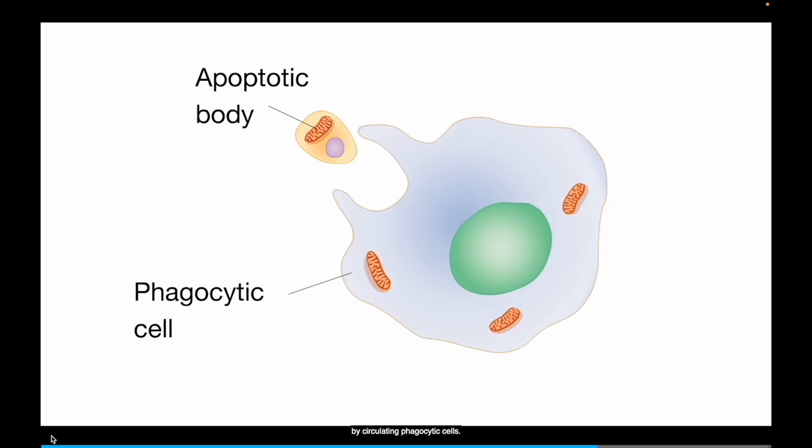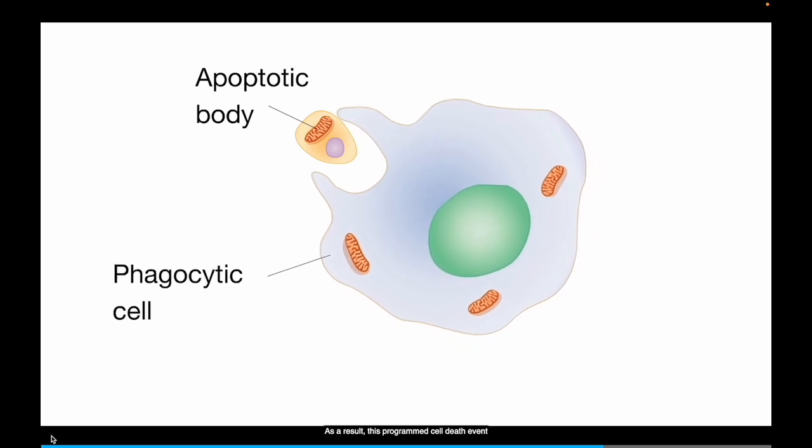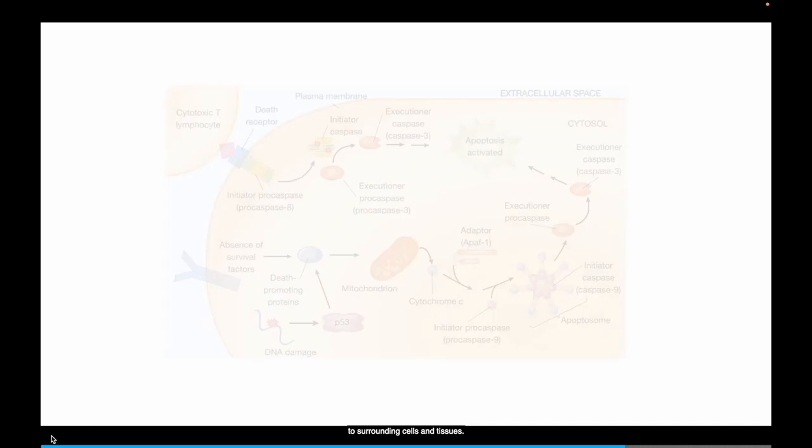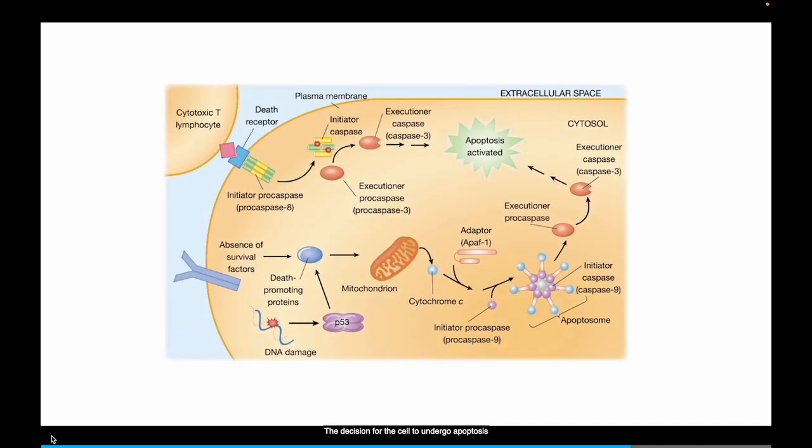Ultimately, these remnants of the dead cell, called apoptotic bodies, are ingested by circulating phagocytic cells. As a result, this programmed cell death event is largely non-inflammatory. This helps avoid unnecessary damage to surrounding cells and tissues. The decision for the cell to undergo apoptosis is a highly regulated one.